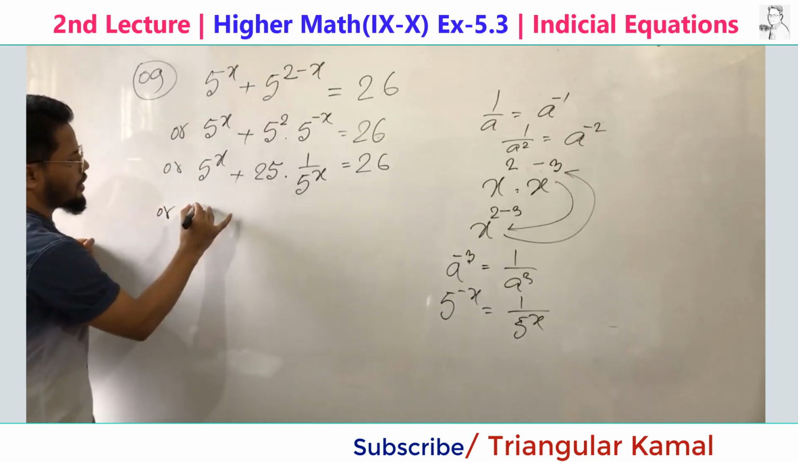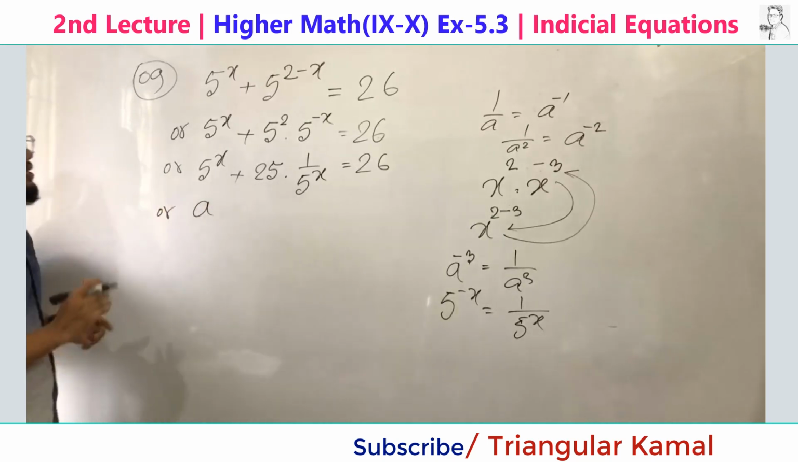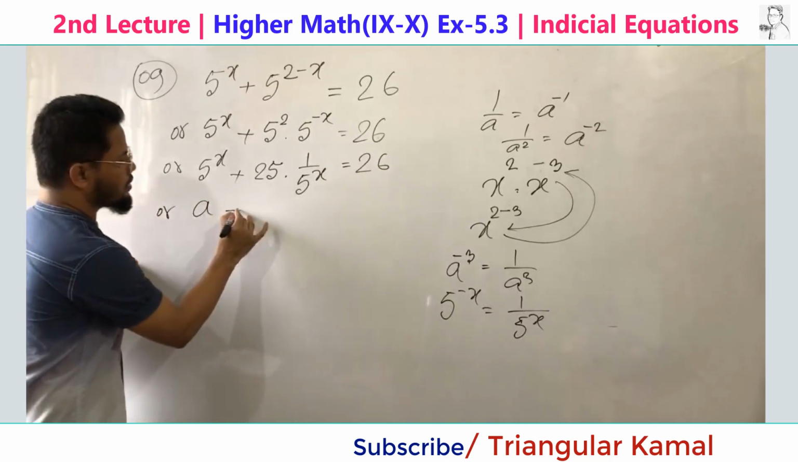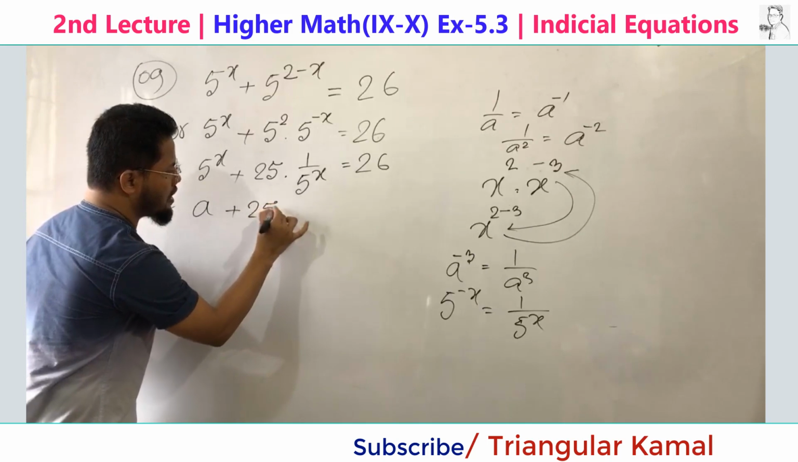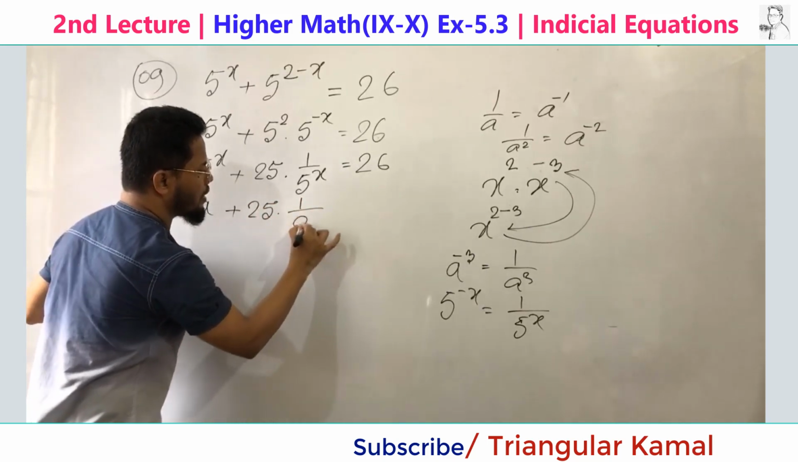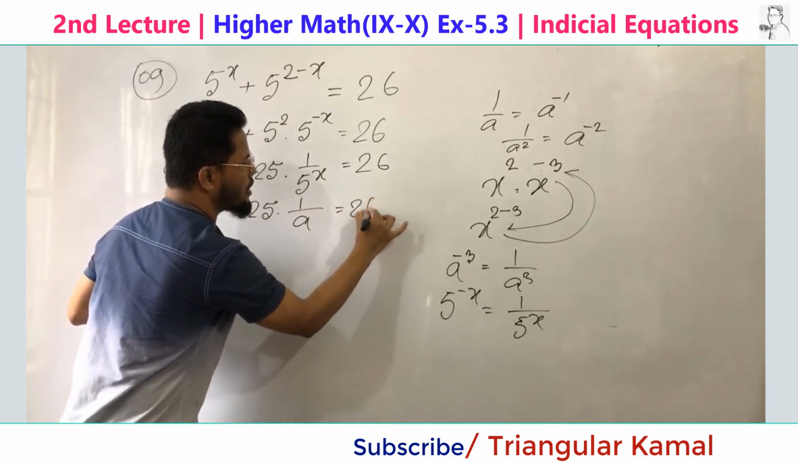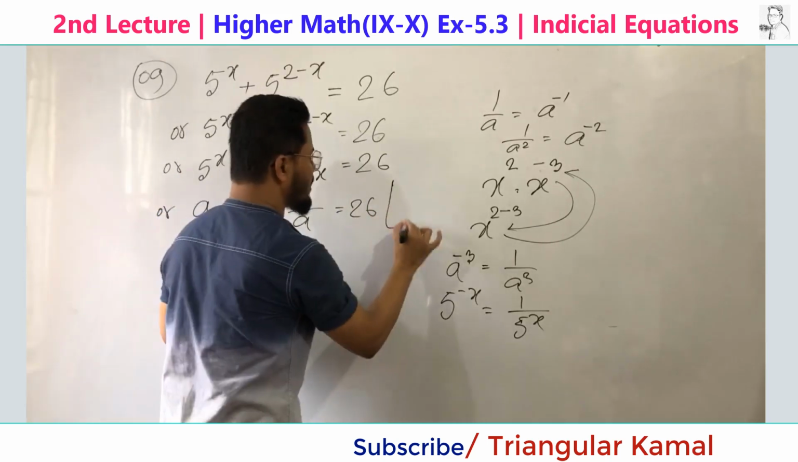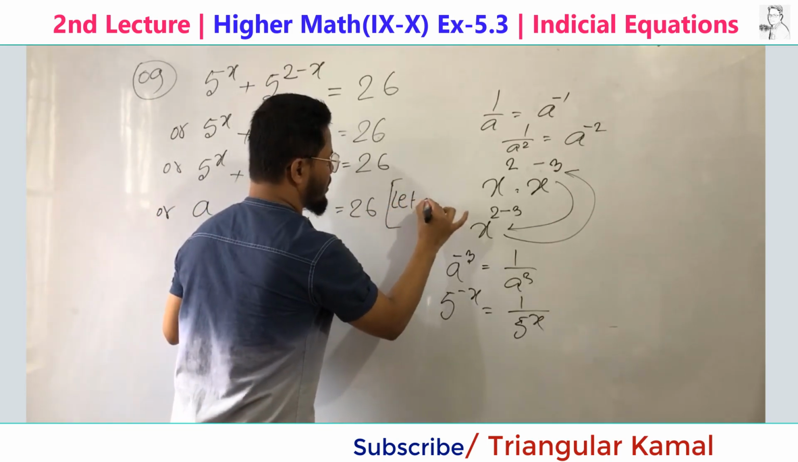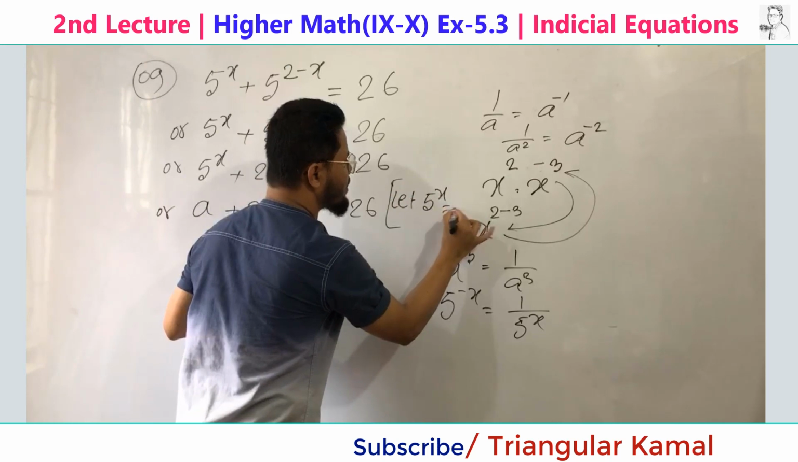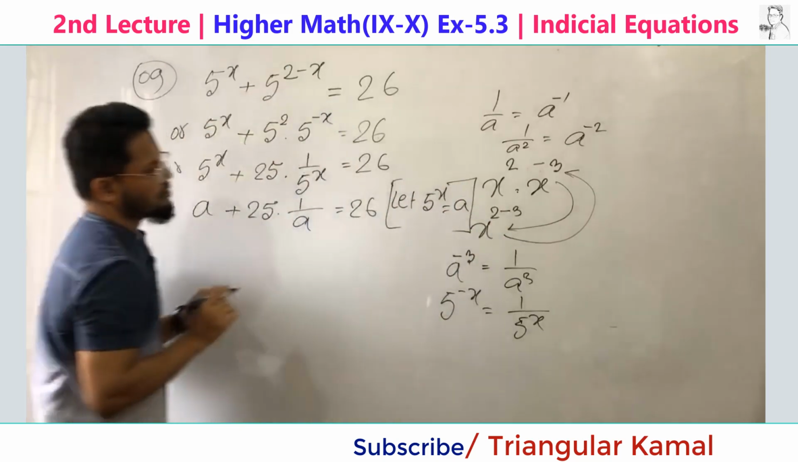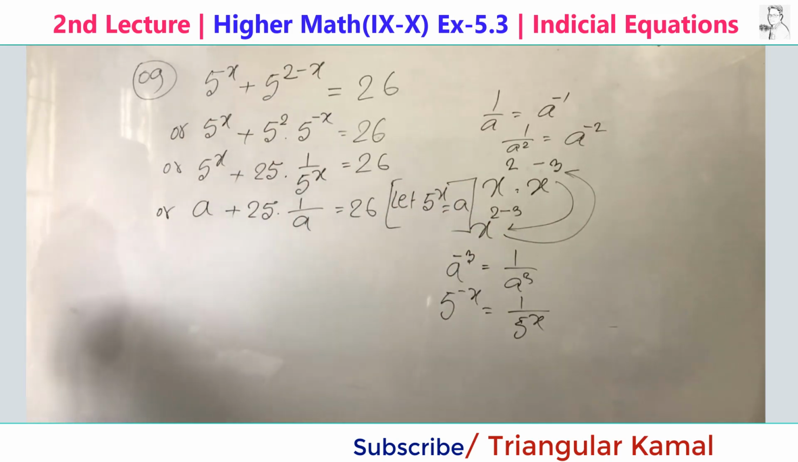Just consider 5 to the power x as a, and now this is 25, and this is 1 by a. Now you can write 26 here. Just use a side note: let 5 to the power x equal a. Just write here 5 to the power x equals a.